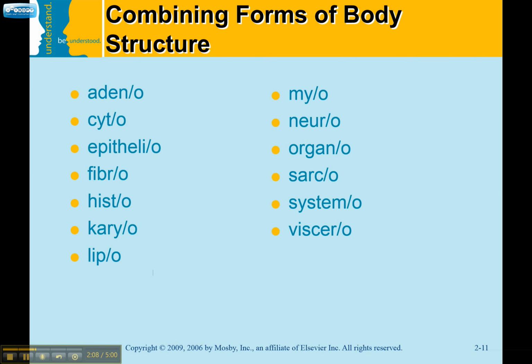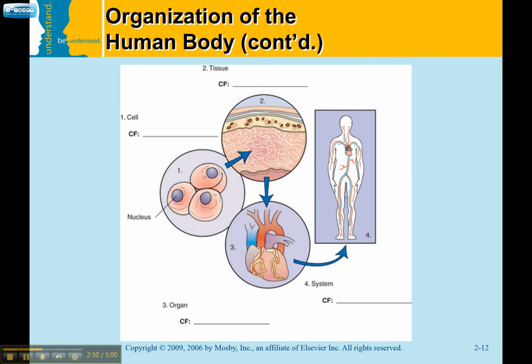These are going to be the combining forms that you're going to need to know for the quiz. Adeno, cyto, epithelio, fibro, histo, karyo, lipo, myo, neuro, organo, sarco, systemo, and viscero. Make sure you know those. Make sure you know how to spell them correctly for the test. Well, for the quiz and the test.